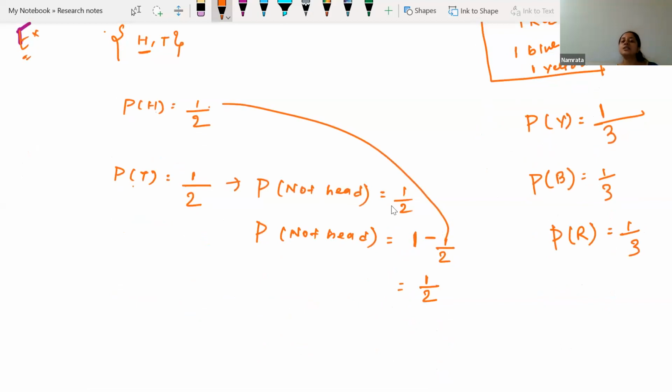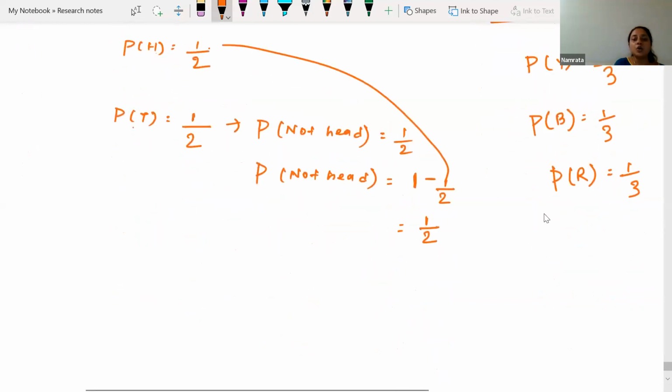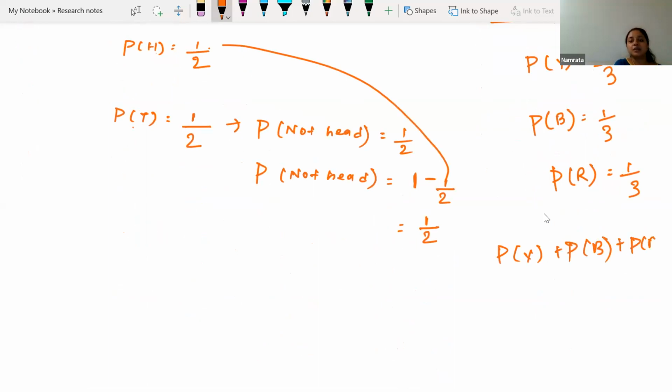From here, we see that if we add all of them, probability of yellow plus probability of blue plus probability of red, it will be 1/3 plus 1/3 plus 1/3. So every time, whatever probability you are finding of head, just a moment, let me check what happened.